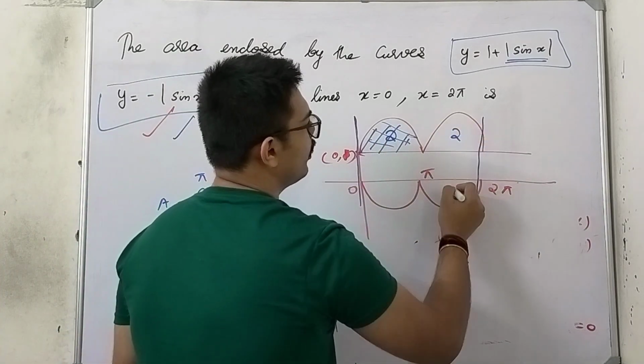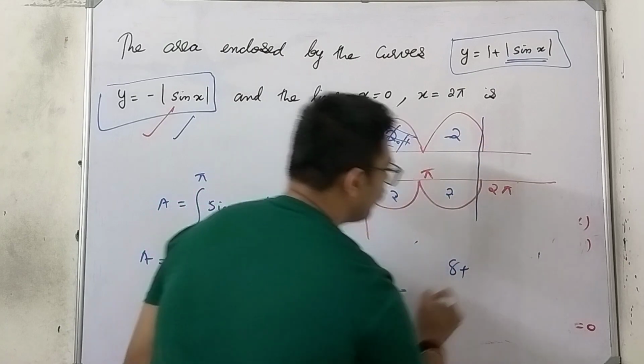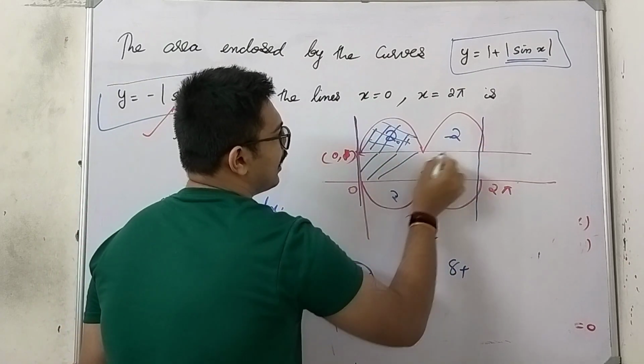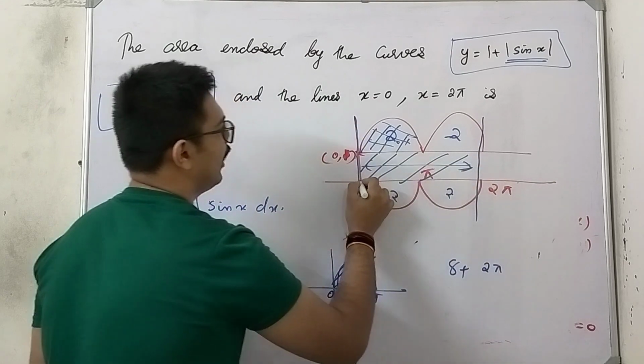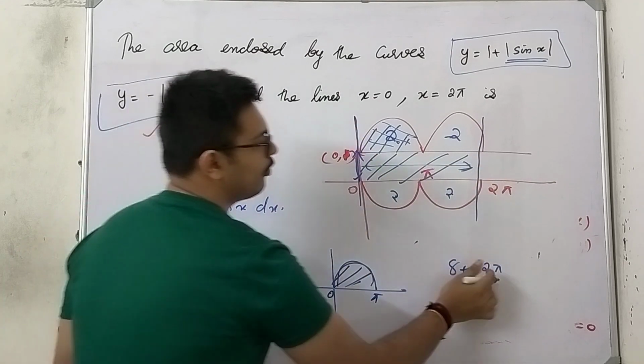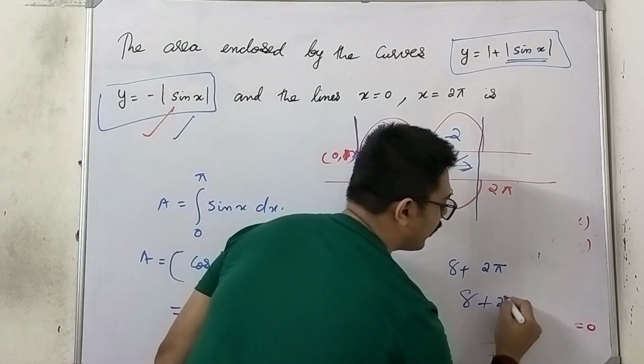This is the same as 2 units, 2 units, 2 units, which means these total contribute an area of 8 units. Plus, what is the area of this rectangle? The length of this rectangle is 2 pi and the height of this rectangle is 1 unit. It will be 2 pi into 1, which is 2 pi itself, which means our area is 8 plus 2 pi units.